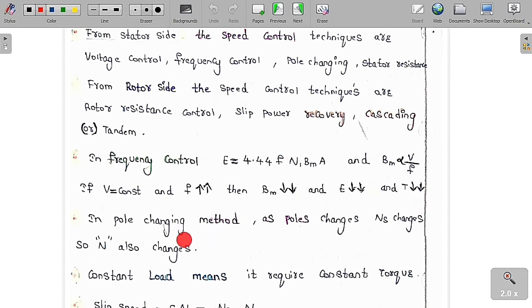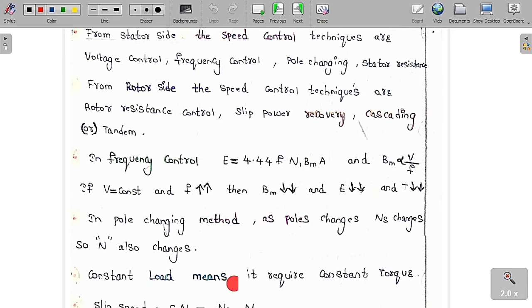Pole changing method. In the pole changing method, as poles change, Ns changes, so Nr also changes. In frequency control, by changing the frequency, you change the speed, so Nr also changes. I already told you these things. If you change the poles, Ns changes, so Nr also changes.